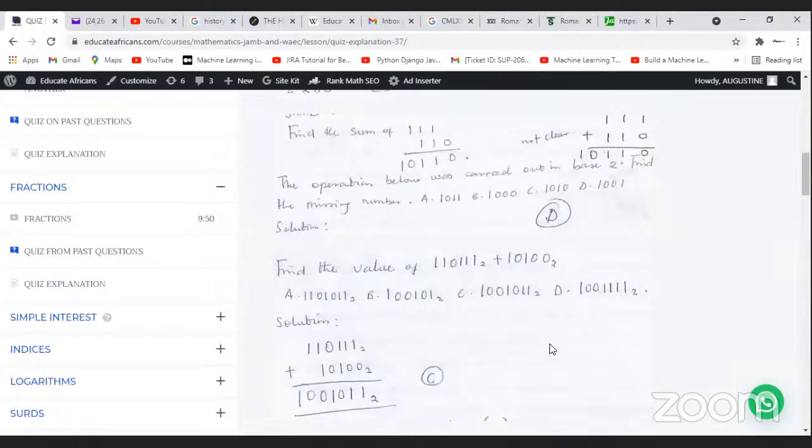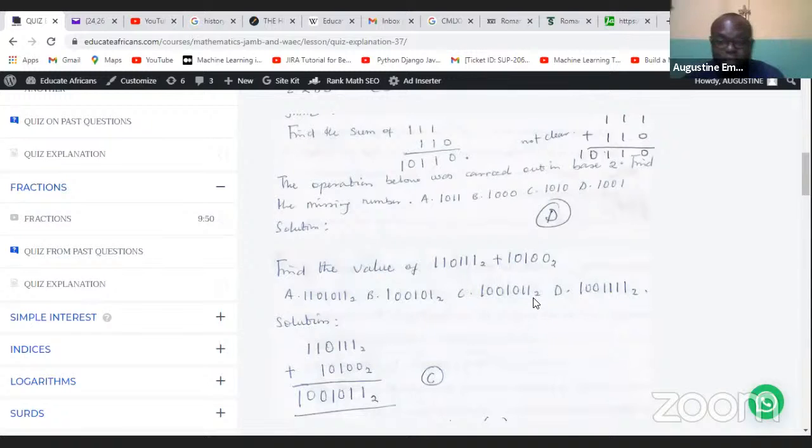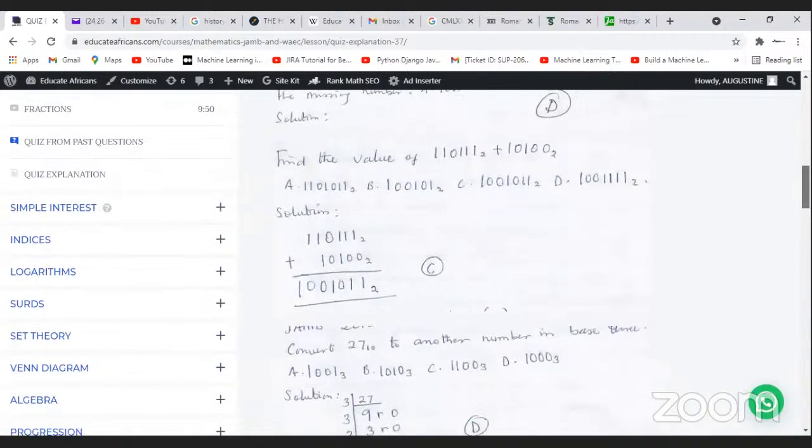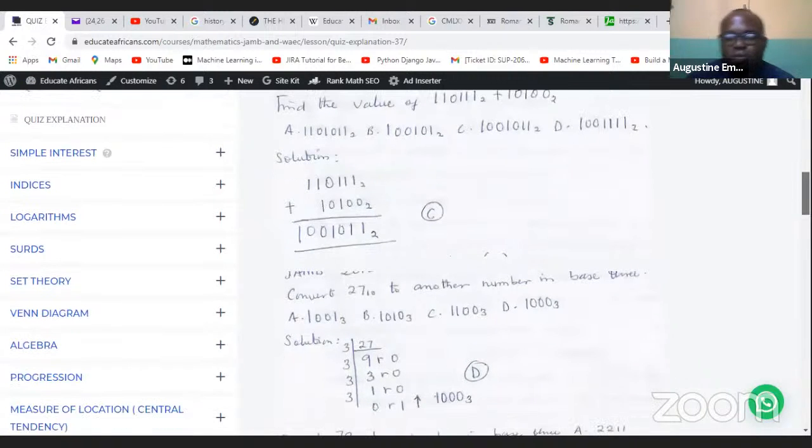So it's always good that you note that in numbers, once it's base 2, you can never have 2. It has to be zeros and ones. So once it's base 3, you cannot have 3. It can be 2, 1, and 0.